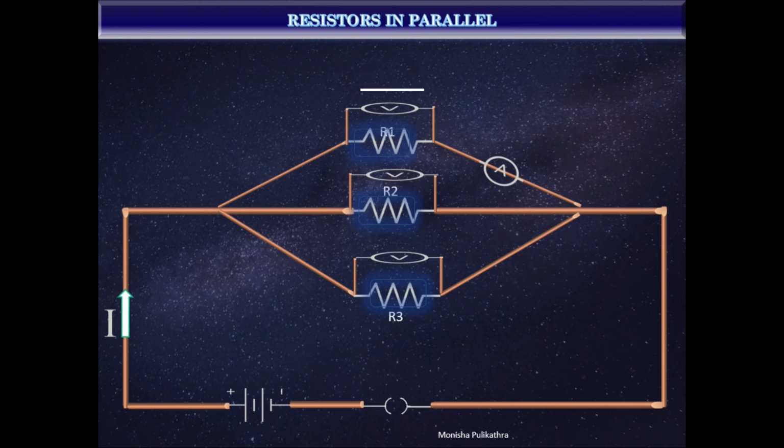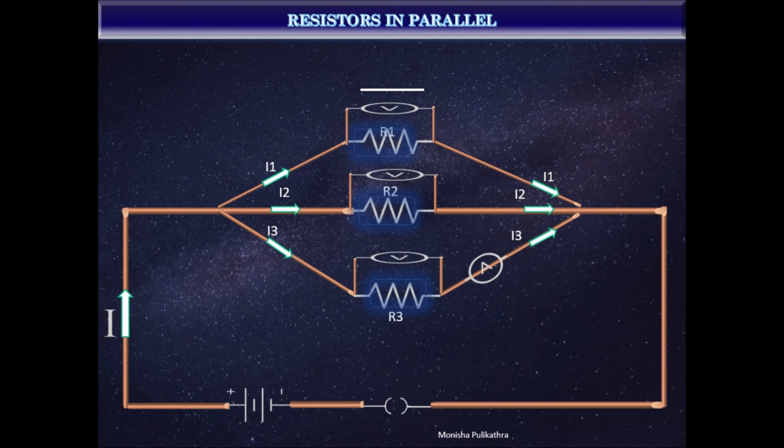After connecting the ammeter in series with resistance R1, we note the current flowing through that branch. That will be current I1. Then disconnect the ammeter from there and connect it in series with resistance R2. In that branch, the current flowing will be I2. After measuring this, we disconnect the ammeter and connect it in series with resistance R3. Then the current flowing through it will be I3.